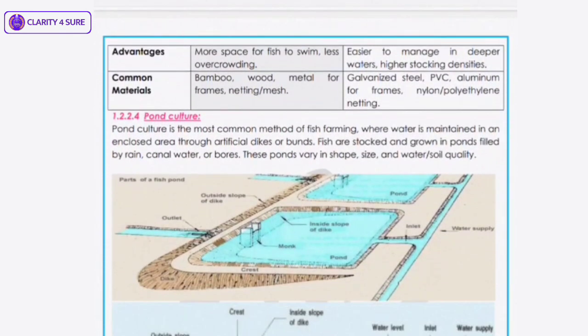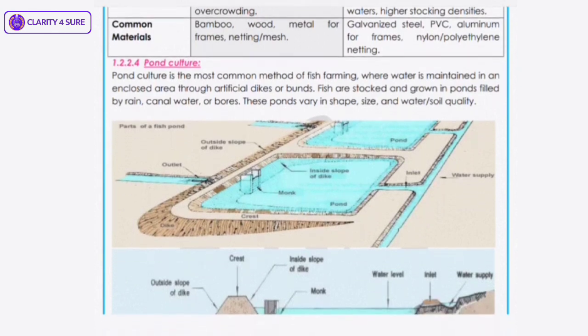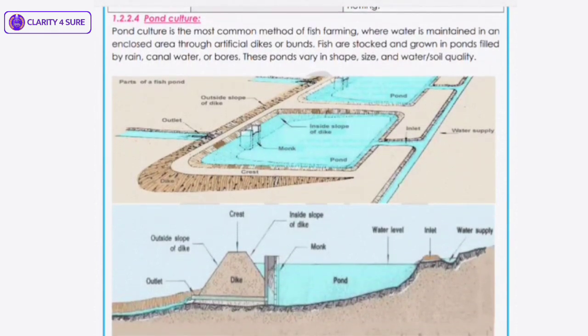Now let's move to pond culture. Pond culture is the most common method of fish farming where water is maintained in an enclosed area through artificial dikes or bunds. It is mostly used in India. The types of ponds include nursery ponds for fry, rearing ponds for fingerlings, grow out ponds for adult fish. These ponds vary in shape, size and water or soil quality.